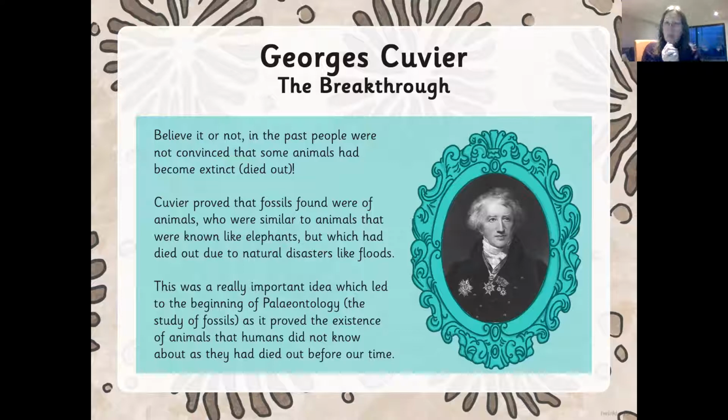But the breakthrough came from this gentleman, Cuvier, here. It says, believe it or not, in the past, people were not convinced that some animals had become extinct, died out. They didn't think that had happened. They thought all the animals that were currently alive had always been alive. There were no other animals that had existed beforehand. But Cuvier proved that fossils found were of animals similar to animals that were known, like elephants, but which had died out due to natural disasters like floods. So he tried to convince them that, for example, the woolly mammoth, an animal whose remains have been found throughout the years, was actually different to the elephant that people were familiar with at that time.